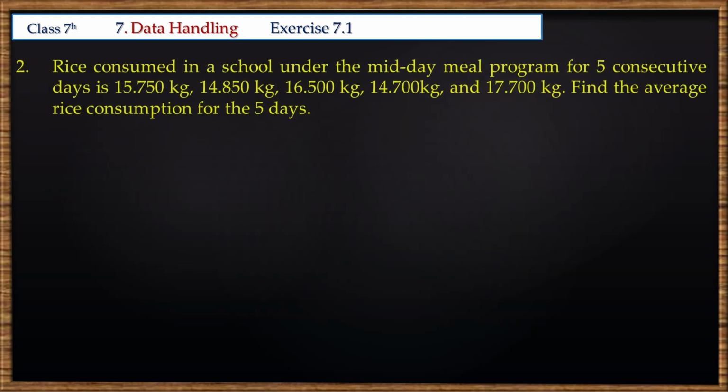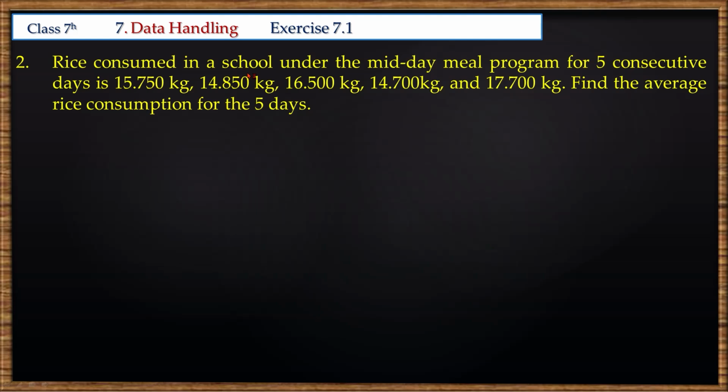Next problem. Rice consumed in a school under the midday meal program for 5 consecutive days is 15.750 kgs, 14.850 kgs, 16.500 kgs, 14.7 kgs and 17.7 kgs. Find the average rice consumption for the 5 days. Let us solve this problem. First of all, we add all these amounts of rice in a table format.